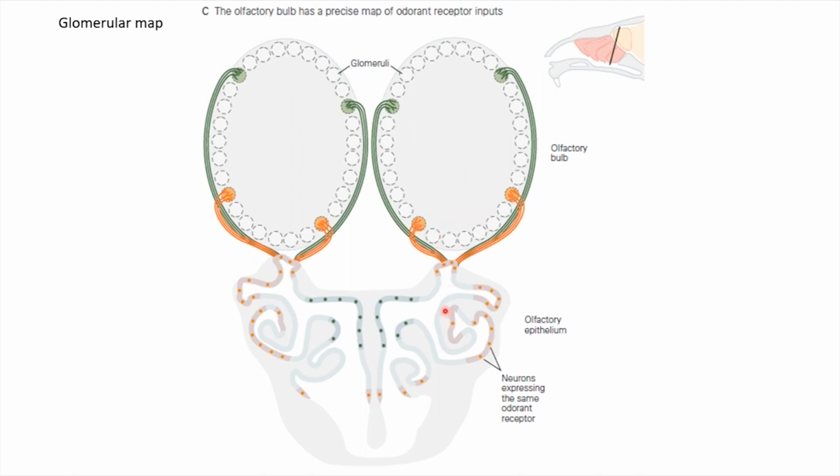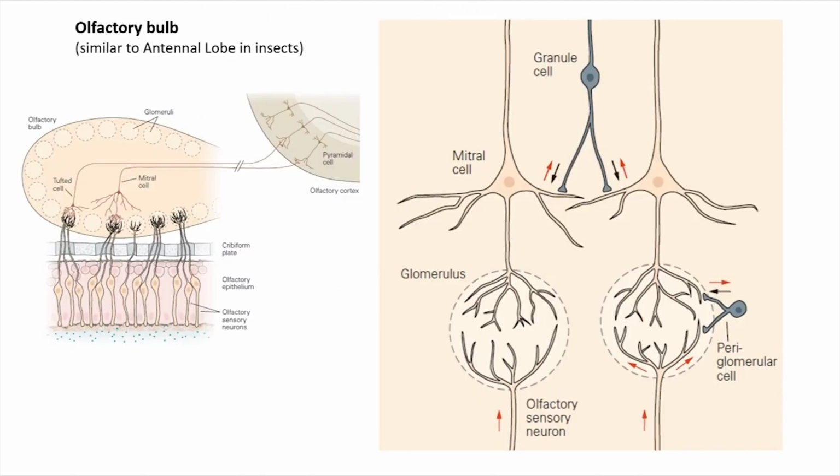So given the combinatorial code at the receptor level, each odor activates a certain subset of receptors, and therefore will result in activation of a certain subset of glomeruli. So that is sometimes known as the glomerular map of the odors. Now within the olfactory bulb, there are a few types of neurons. There are tufted cells and mitral cells, which take information to the higher brain areas. And then there are some neurons that are local within the antennal lobe.